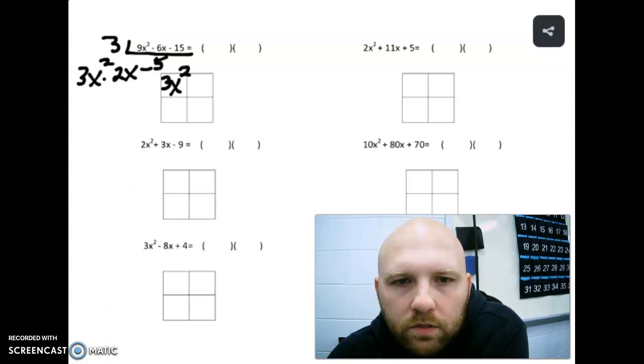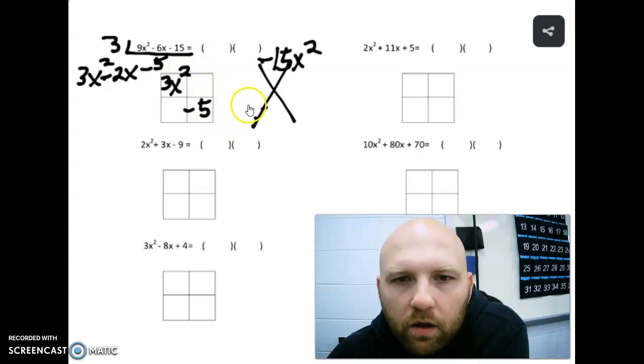Then we put the squared term in the top left and the constant term in the bottom right. So we have 3x squared in the top left and negative 5 in the bottom right of our box. We know the diagonals have to multiply to give us the same thing, so we multiply the 3x squared and the negative 5 to get negative 15x squared, and the two numbers always have to add up to give me the middle term, the negative 2x right here.